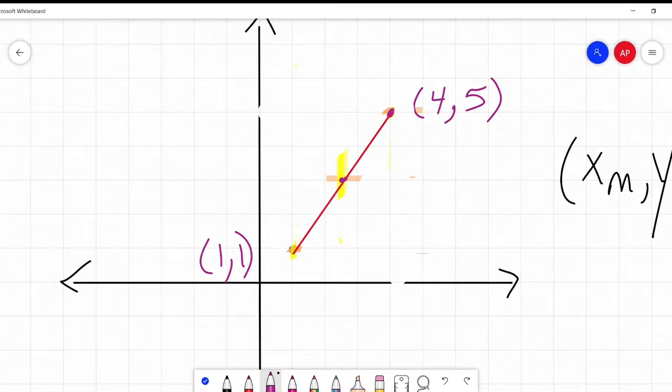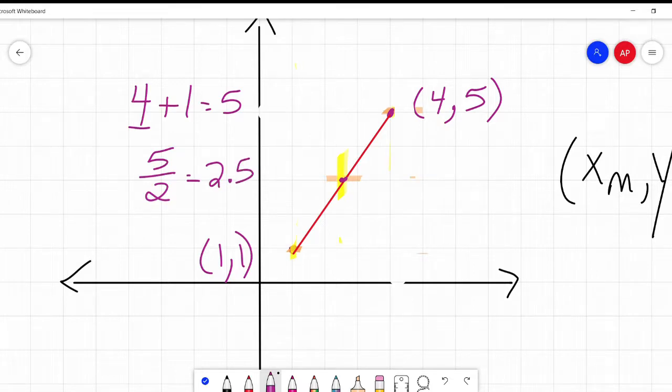So if I were to average 4 and 1, I would add them together, which would give me 5. And then there's two numbers that are being averaged together, so I'm going to divide 5 by 2. And that gives me 2.5. And looky there, that is where X is 2.5, because I'm just using the grid that's in the background. So this is 2.5. And what about my Y's, 1 and 5?